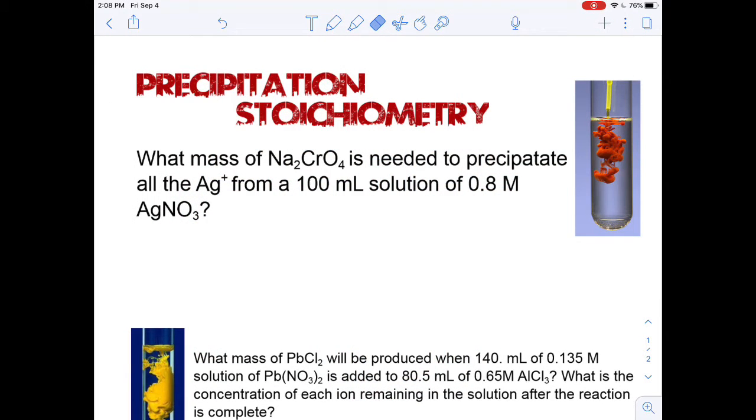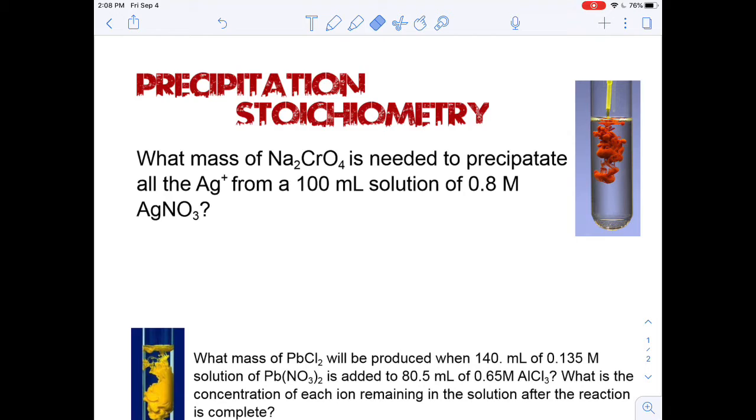All right, we're going to do two problems on precipitation stoichiometry. We have a reaction on the right side here that is showing a reddish precipitate, or a solid, forming when a solution is added to another solution. So the question is, what mass of Na2CrO4, or sodium chromate, is needed to precipitate all the Ag+ ions from a 100 milliliter solution of 0.8 molar AgNO3?